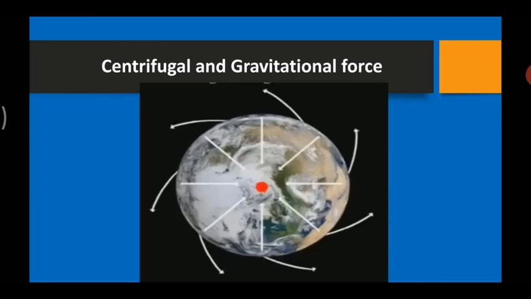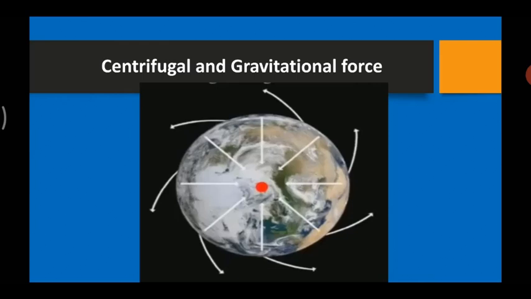So, here it is, these two main forces that we are going to learn, that is the centrifugal force and the gravitational force. The power or force the earth gets due to its rotation is called the centrifugal force. And this force works away from the center of the earth. Can you see the arrows in the picture? It works away from the center of the earth. That is the centrifugal force.